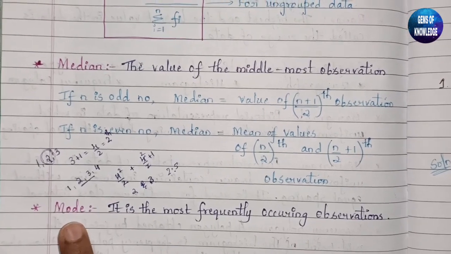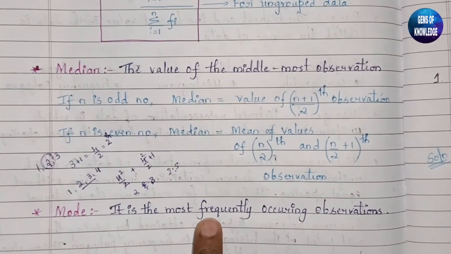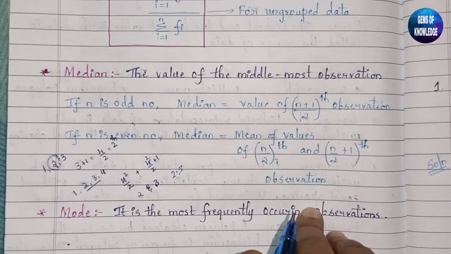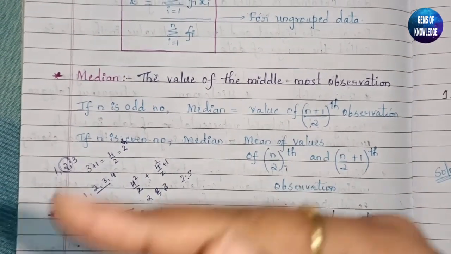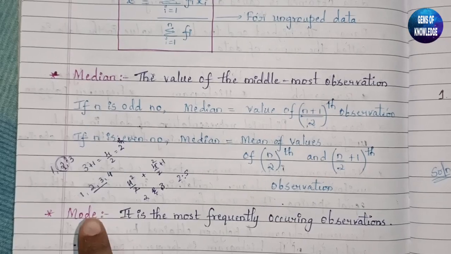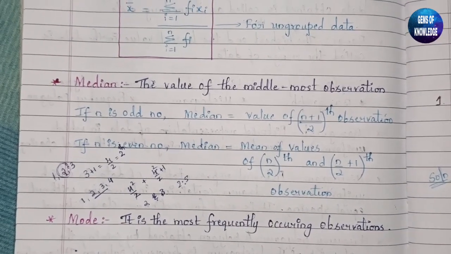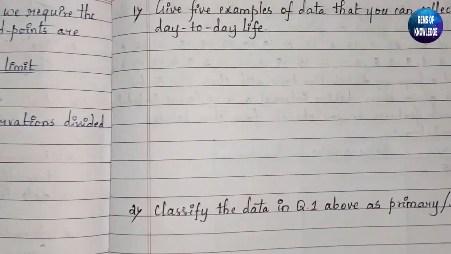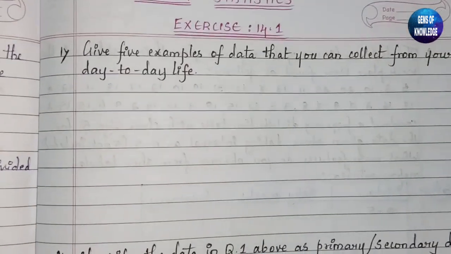Next, the last one is mode. It is the most frequently occurring observation. So there are some observations, some numbers, and the most repeated observation is nothing but known as the mode. I hope you are clear with the introduction part. We'll directly move on to the first exercise here.